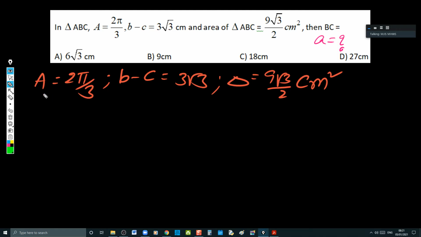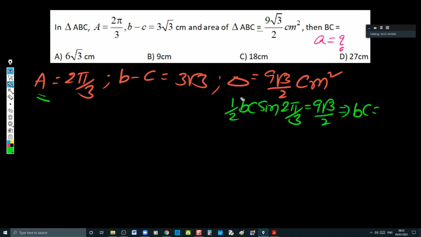I'm writing this delta because I know angle A here. I'm proceeding like this. Half BC sine A, where A is 2 pi by 3, is equal to 9 root 3 by 2. So you'll get BC. Sine 2 pi by 3 is root 3 by 2 getting cancelled. I think BC is 18, isn't it? Just check it out. Boys and girls, BC is 18 here. The 2 getting cancelled, root 3 by 2. Yes.